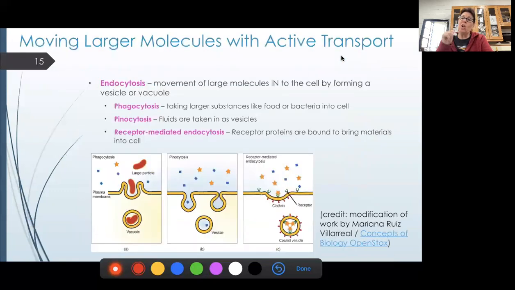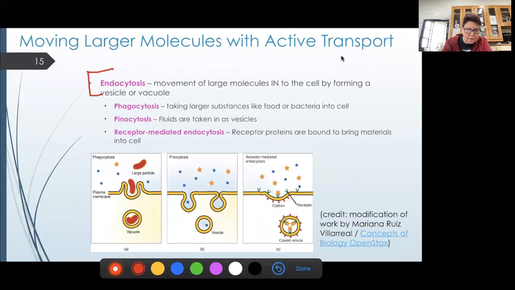Sometimes we need to move some larger molecules, and we'll talk about that when we go into digestion. Larger molecules also require a lot of ATP, which is active. We're going to move against the concentration gradient, but we have this thing called endocytosis, and endo means to move into the cell. There are three main types of endocytosis.